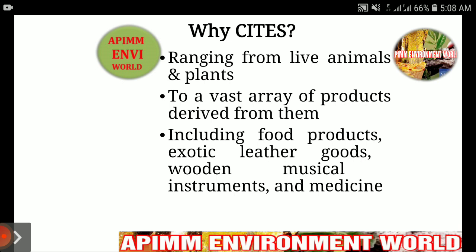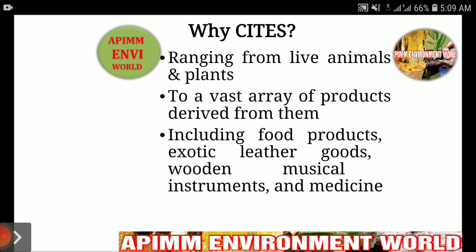Not only animal and plant species, but also live plants and animals are being traded illegally around the globe. This is very alarming. It covers a vast array of products, not only live plants and animals, but also different products derived from them, including food products, exotic leather goods, wooden musical instruments, and medicines. Many different parts of plants and animals are being traded internationally.